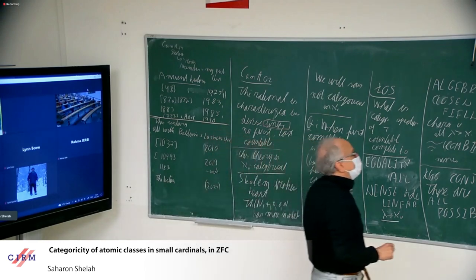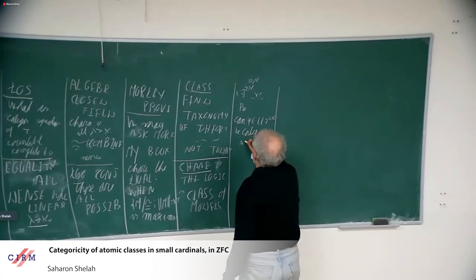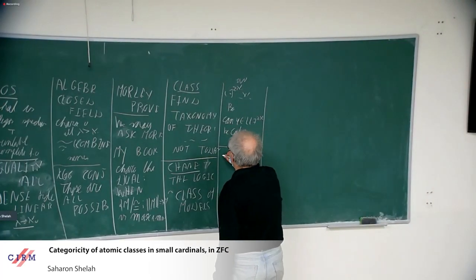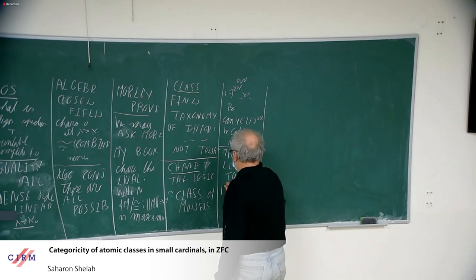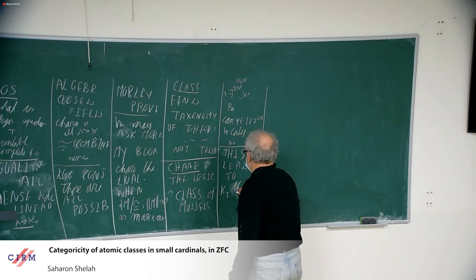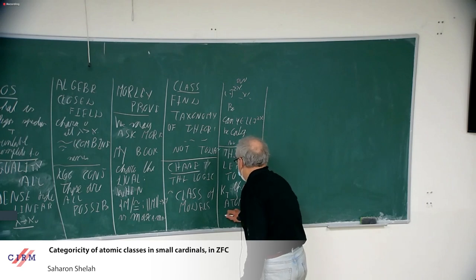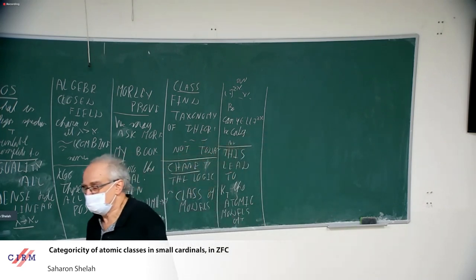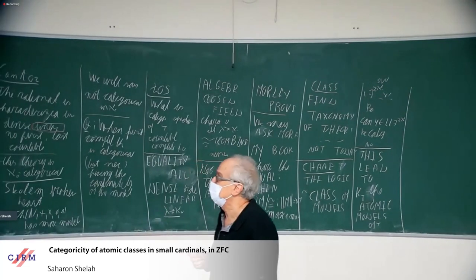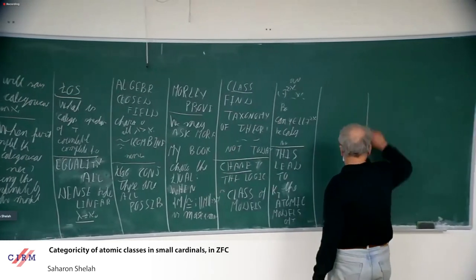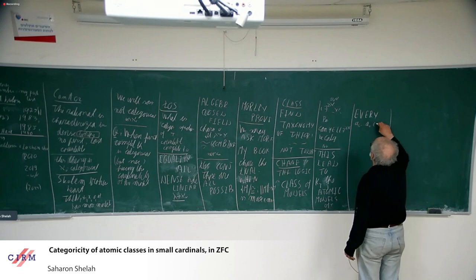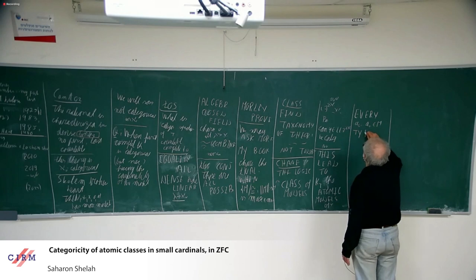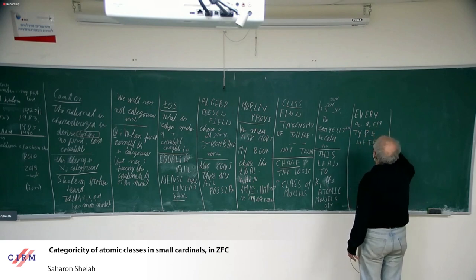What does this lead to? Petit is the atomic model. That is, every finite sequence, its complete type is determined by one formula. Every element, a0 to an, its type is determined by one formula.